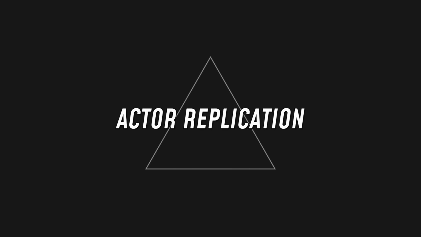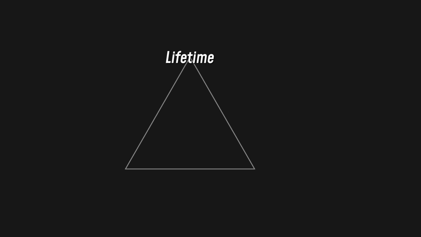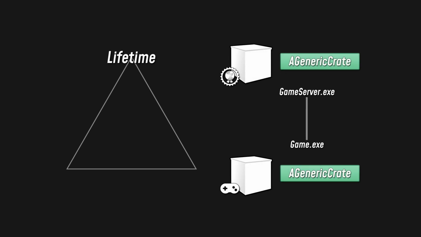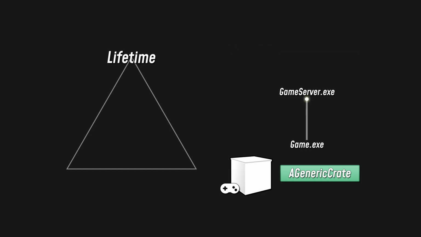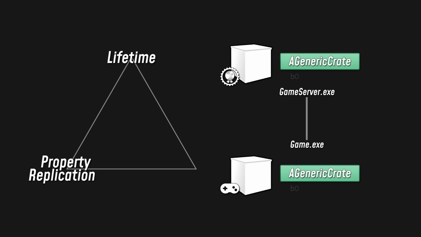If an actor is being replicated to a client, there are three important things that can happen as a result. First, the lifetime of the actor is kept in sync between the server and the client. If the server spawns a replicated actor, the client will be notified so it can spawn its own copy. If the actor is destroyed on the server, it'll automatically be destroyed on the client as well. Then there are replicated properties. If an actor has a property that's flagged for replication, then when that property is changed on the server, the new value will be propagated to the client.